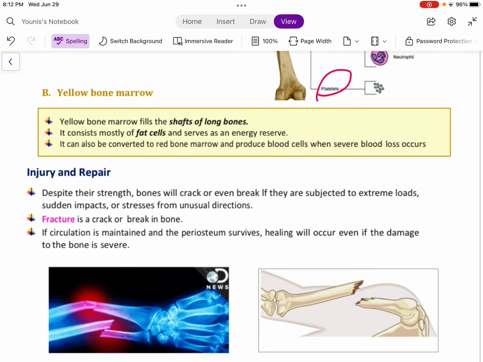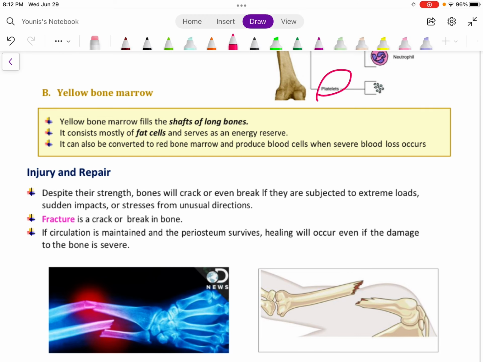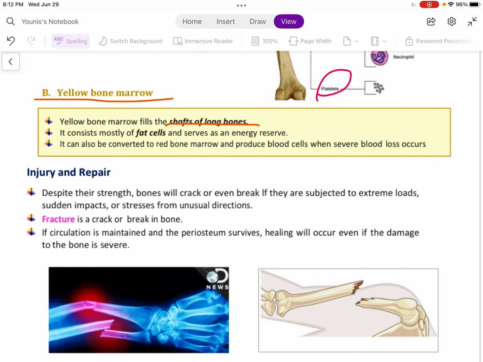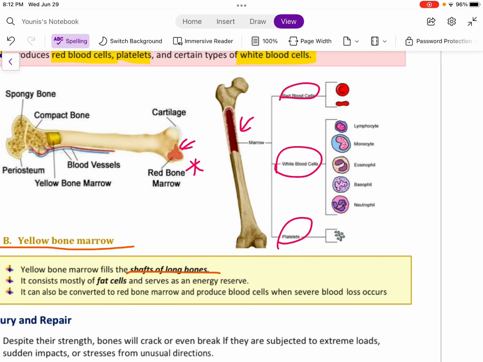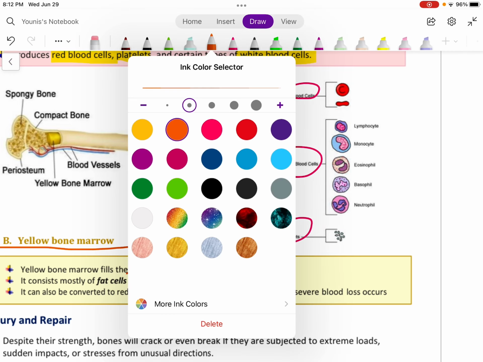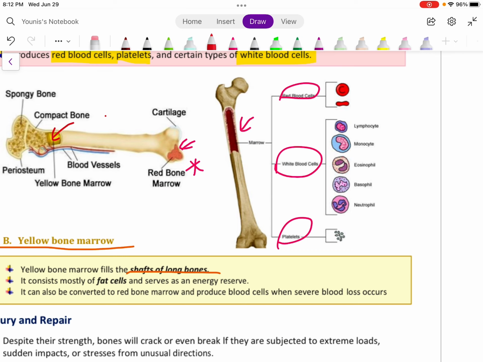The other type of the bone marrow is the yellow bone marrow. Where is it located? It fills the shaft of long bones, not their ends. When we say the shaft, let me point where I am trying to point. See, this is the yellow bone marrow. It is located in the shaft, like this area. The shaft of the long bone, not the ends, okay? So it's found in the shaft of long bones.